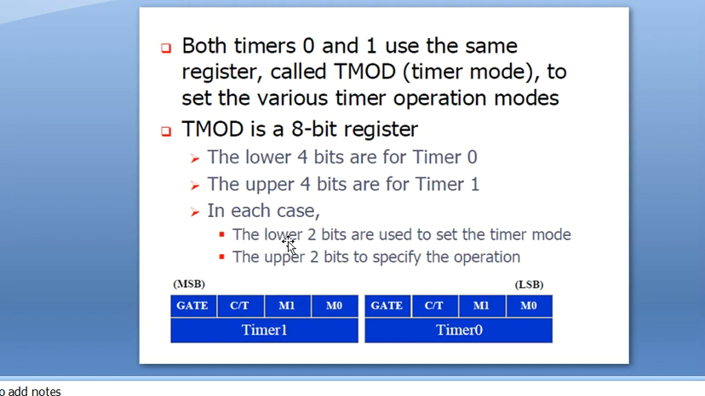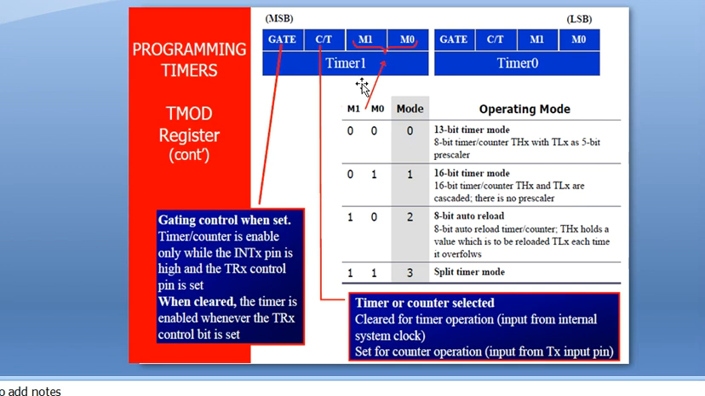In each case, the lower 2 bits are used to set the timer mode and the upper 2 bits specify the operation, right? So the two lower bits set the timer mode, in which mode it is going to operate, and the other two bits specify what kind of operation it has to perform. Next we are going to see the various modes and their operation. This is timer 0 and this is timer 1, M0 and M1. These will specify the different modes and these will specify the different operations.